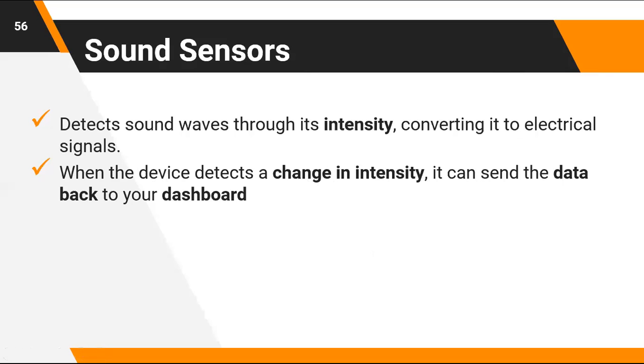How does it really work? The concept behind the sound sensor is that it detects sound waves through their intensity, then converts them into electrical signals. This is the purpose of the sound sensor. Whenever this sensor detects a change in the intensity of a sound, it alerts a particular user through the dashboard. The dashboard is a user interface app you create. This is the functionality of any sound sensor. It works based on the intensity of a particular sound.